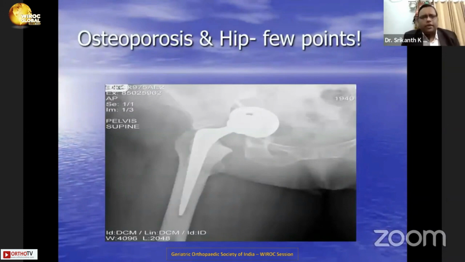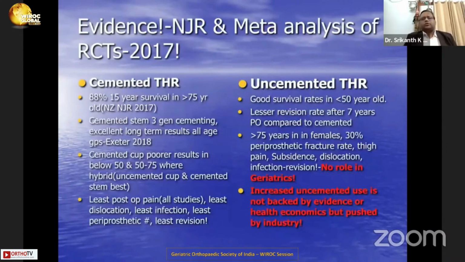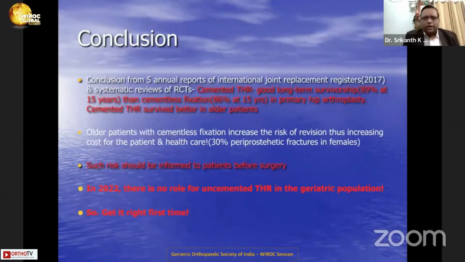So coming to hip, again, outcome for osteoporosis, 2 days post-op. Who wants this? So there's increasing evidence that there's a big role for a cemented THR in elderly osteoporotic patients. The conclusion from 5 annual reports of the international joint replacement registry and meta-analysis shows that cemented THR gives a good long-term survival, 89% for 15 years compared to uncemented at 86%. And the cemented THR survived better in older patients. Older patients with cementless fixation had increased revision risk, particularly periprosthetic fracture at 30%, in females above 75. Such risk should be informed to the patients before surgery.